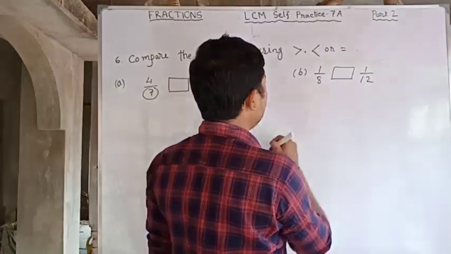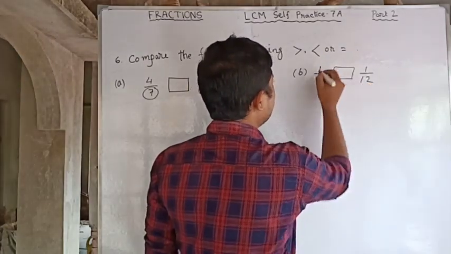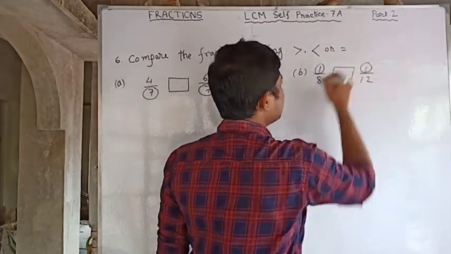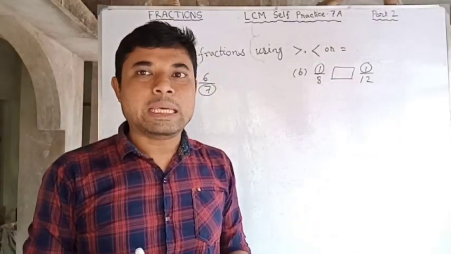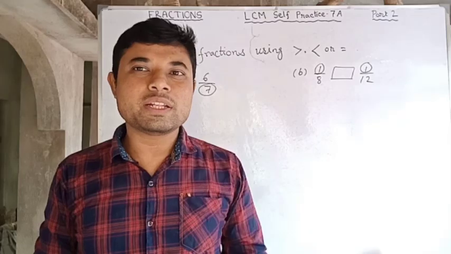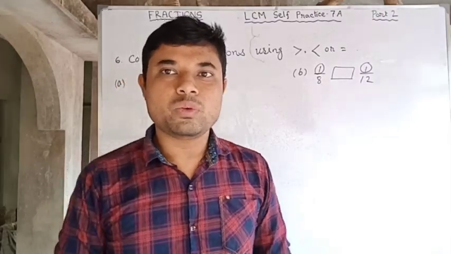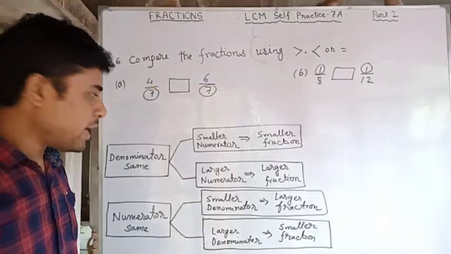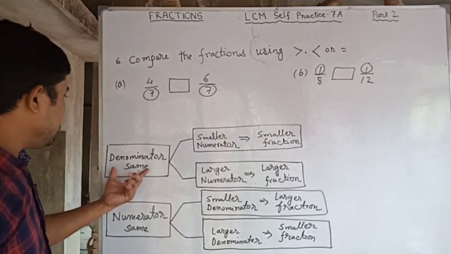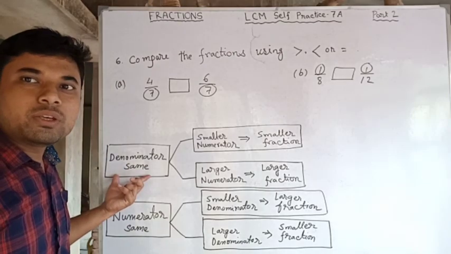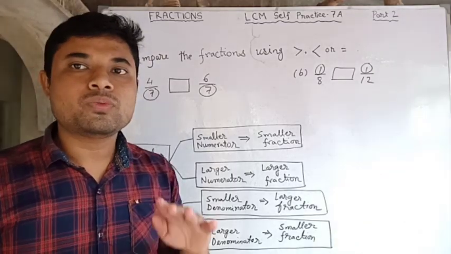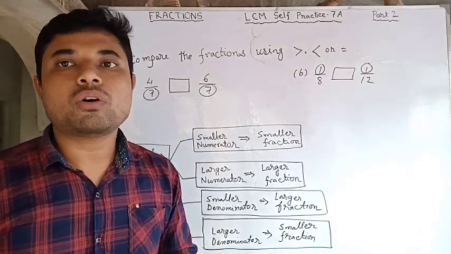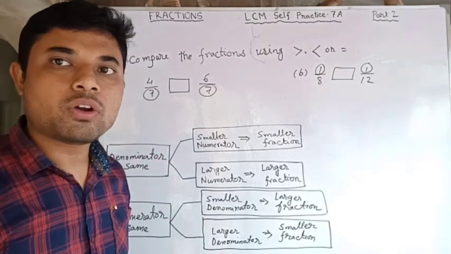And here in question number B, 1 by 8, 1 by 12, here the numerators are same. First we will see the rule if the numerator or the denominator are same. Look, see here first. If the denominator is same when you are comparing, please listen. This will help when you find ascending order or descending order. This will also help here.